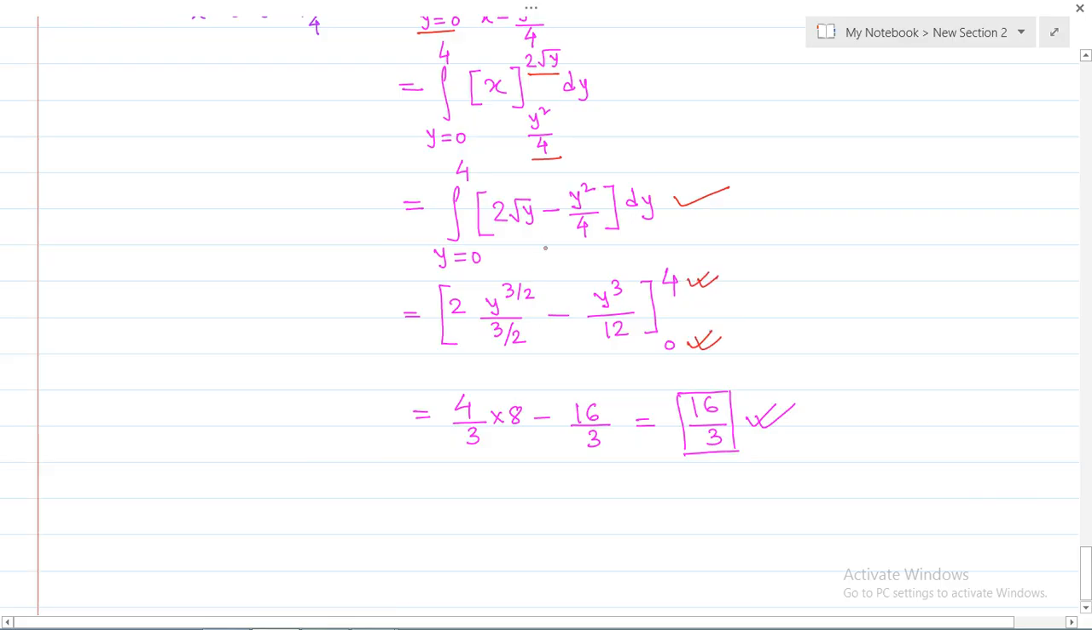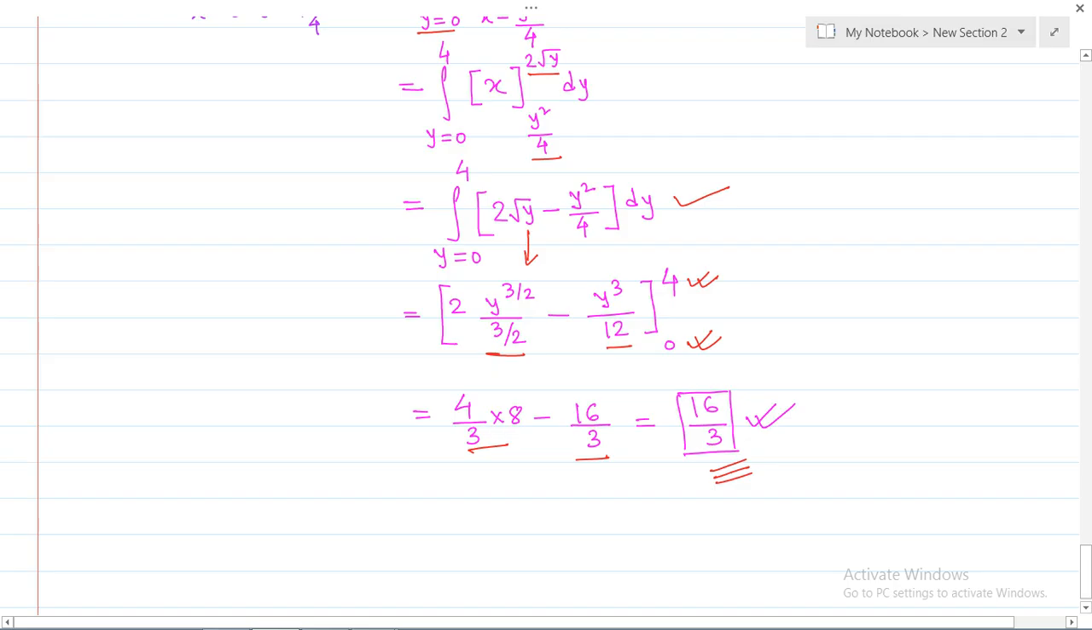So after doing the integration, root over of y is basically y to the power 1 by 2. So the integration of y to the power 1 by 2 will become y to the power 3 by 2 divided by 3 by 2, and y square divided by 4 will become y cube divided by 3 into 4, which is going to be 12. Now we substitute y equal to 4 here, and y equal to 4 here. Okay, now the final result is going to be 16 upon 3.